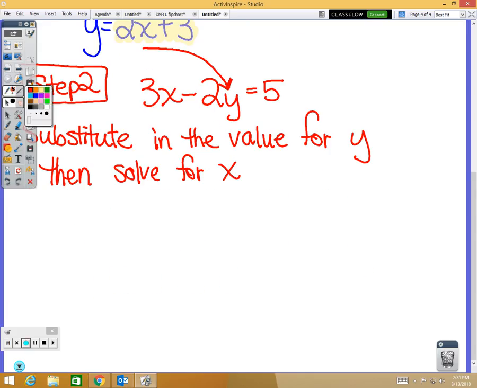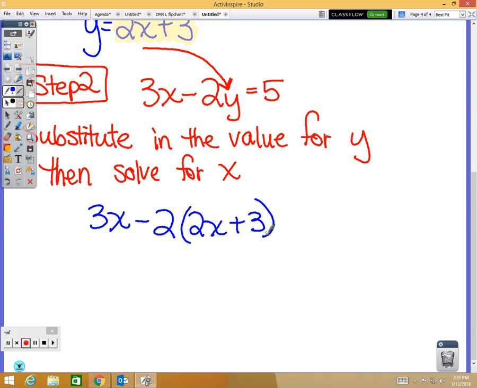So I'm going to rewrite this equation as 3x minus 2 times y. And y is 2x plus 3, and then equals 5. So again, it's this right here that got substituted. That is your y. Well, if there's a number in front of it, it's going to be multiplication. See how there's a 2 in front of the y, 2 times y? So I have 2 times y.